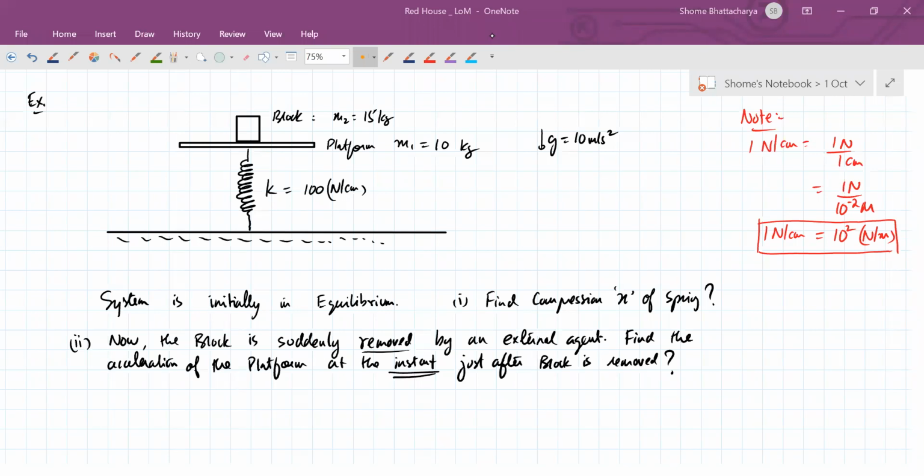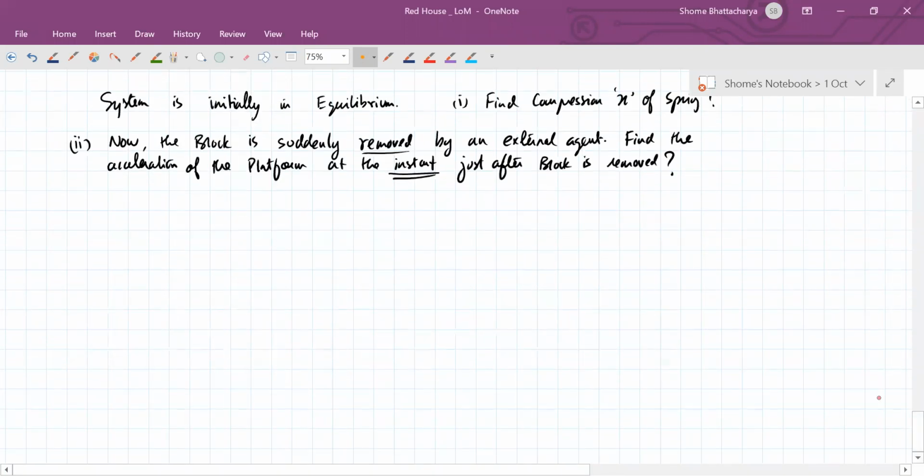Yes, 2.5 centimeters is the correct answer for the compression of the spring. What about the acceleration? So for the first part, you have to understand very simply that it's just about the free body diagram.